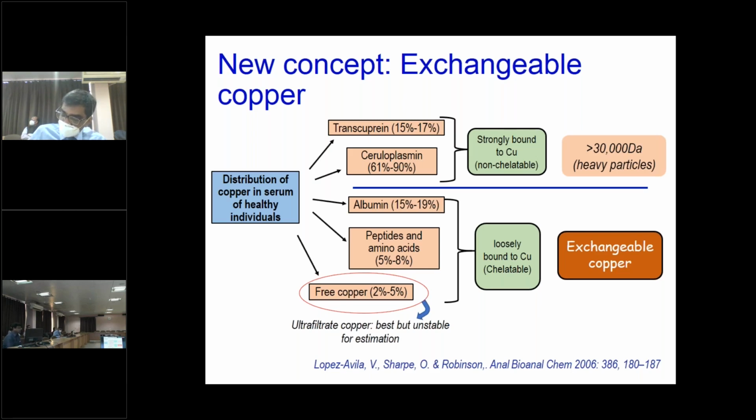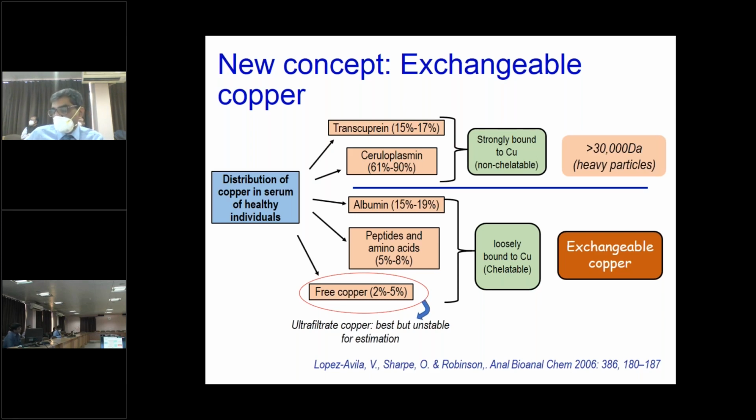And these are very heavy particles. A smaller amount of copper, which is albumin and peptide and amino acid bound, is very labile for chelation. And this is called the exchangeable copper. Earlier, this was known as the non-ceruloplasmin copper, but non-ceruloplasmin copper was a mathematical equation. This is a direct assessment.